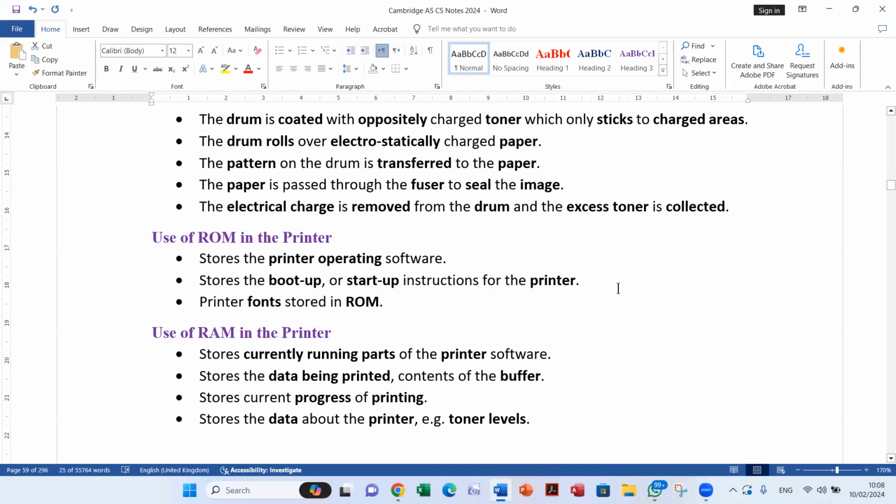The use of ROM in the printer. ROM stores the instructions for the printer. It stores the printer operating system. The printer itself is a computer system, however, we will call it an embedded system. Later on, we need to teach the embedded system. This ROM stores the boot up or startup instructions of the printer. It also stores fonts, so the printer deals with fonts. You know what a font is, okay?